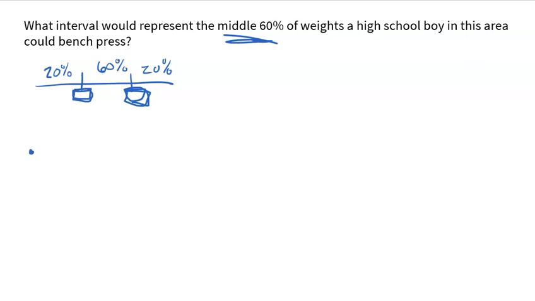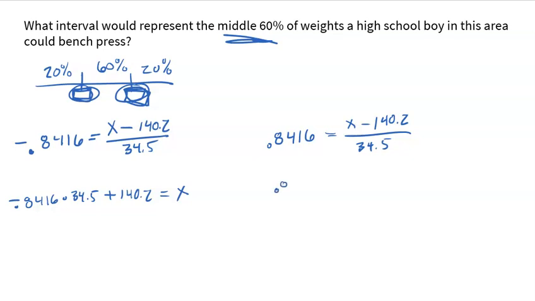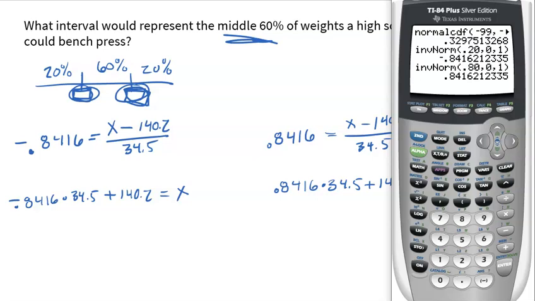All right, so now all I got to do is take those z-scores of negative 0.8416 and positive 0.8416, and find the actual weight. So I'm going to use my z-score formula, which is the weight minus the mean divided by the standard deviation, and I simply have to solve each of these. And again, all I'm trying to do is find the actual weights that represent these z-scores, because then these will be the actual weights that mark the middle 60%. All right, so I'm going to take the negative 0.8416, multiply by 34.5, add the 140.2, and I'll get my answer for x. And then same thing over here, take the positive 0.8416, multiply by the 34.5, add the 140.2, and I'll get my answer on that side of the interval. So again, pretty easy to do this by hand. It doesn't take a whole lot of work to do.